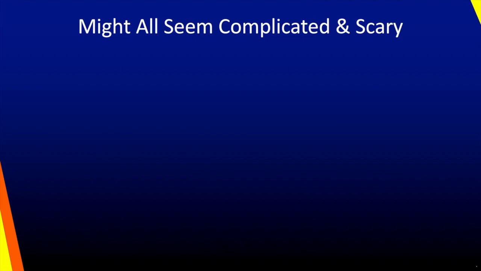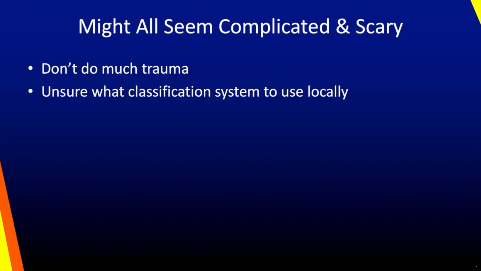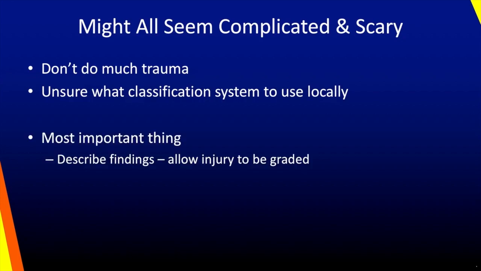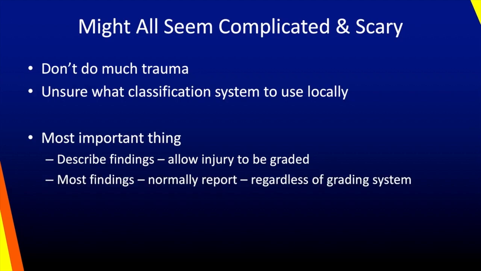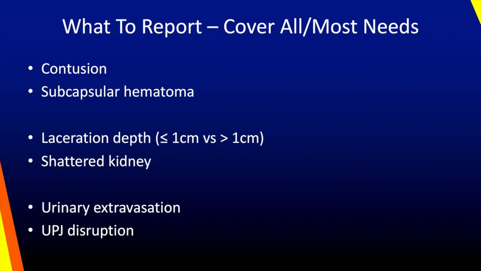Now, this might all seem complicated and scary, especially if you don't do much trauma or if you're unsure what classification system to use locally. But the most important thing is simply to describe the findings which allow the injury to be graded. And most of these are findings that you would normally report regardless of the grading system in use. So what should you report to cover all or most needs?